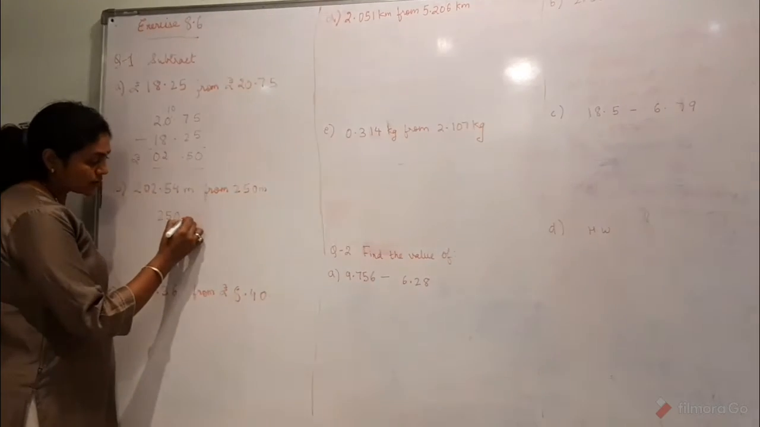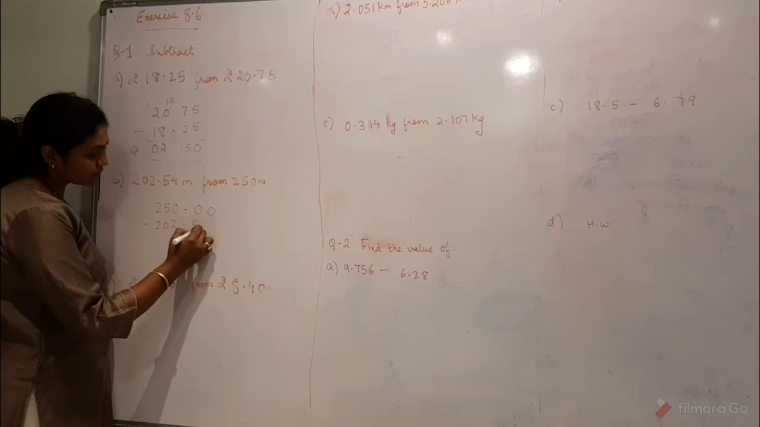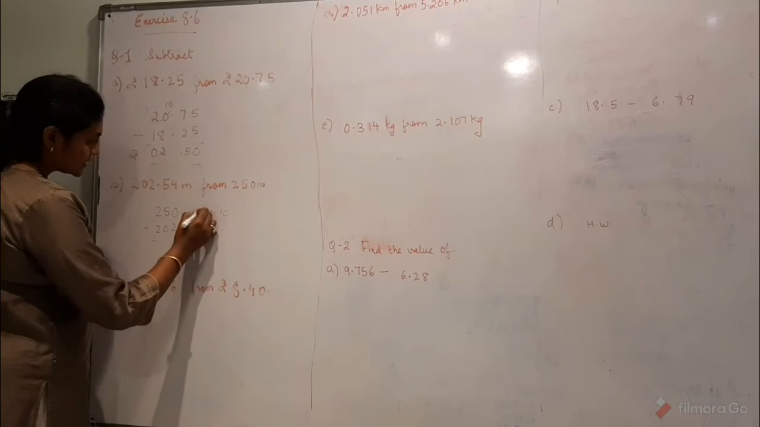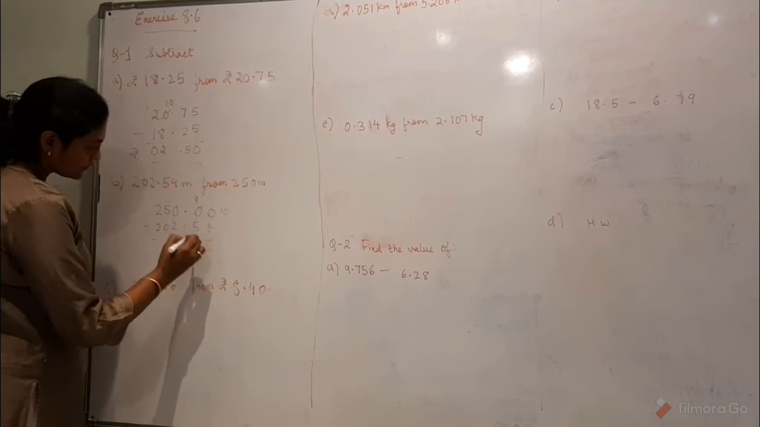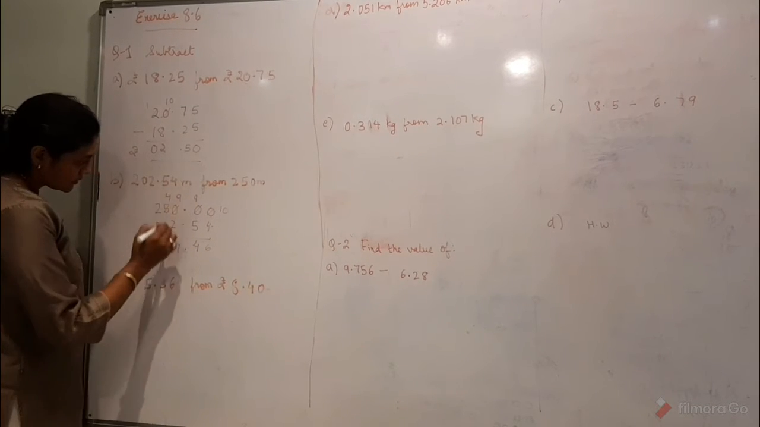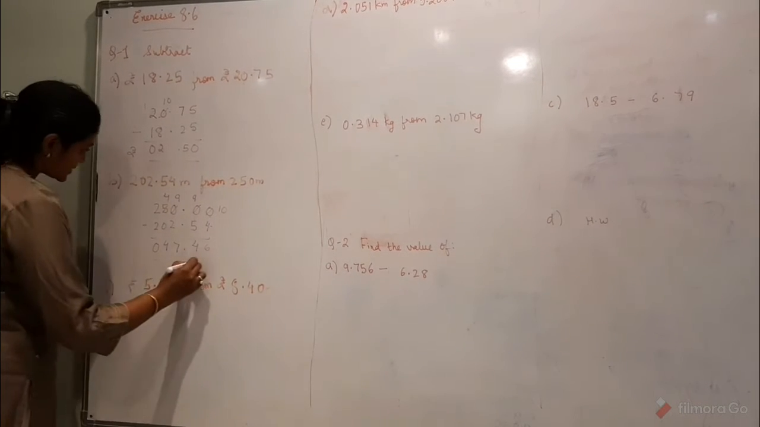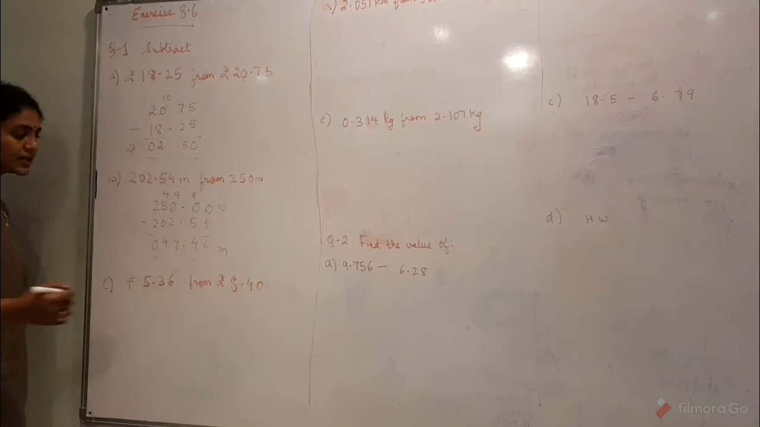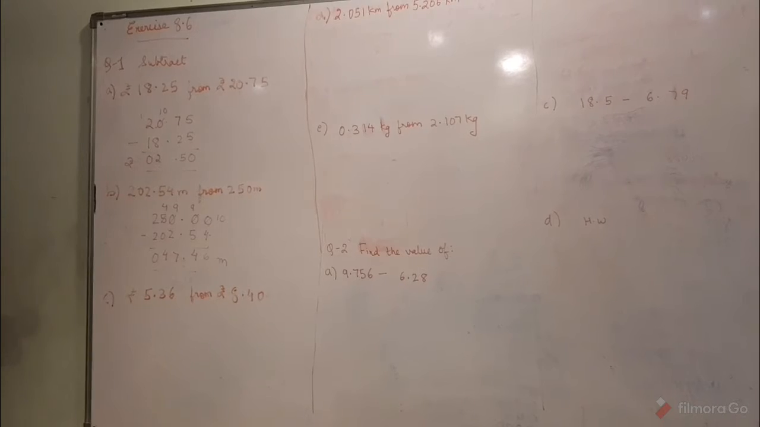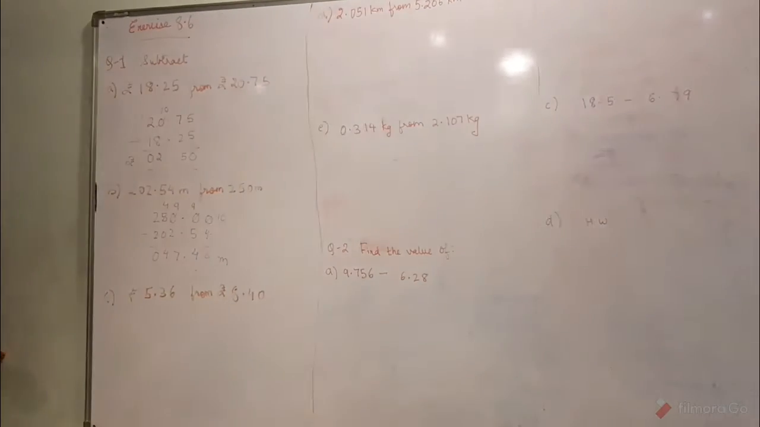Similarly, 202.54 from 250 meter. So 250 you have to write as 250.00 minus 202.54. Just subtract this. This is 10, 6, 10, 4. This is 9, 7, 4, 0. So just check it is right. Yes, this is 247.46 meter. Right?